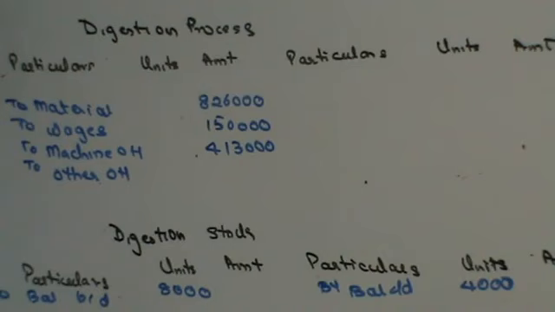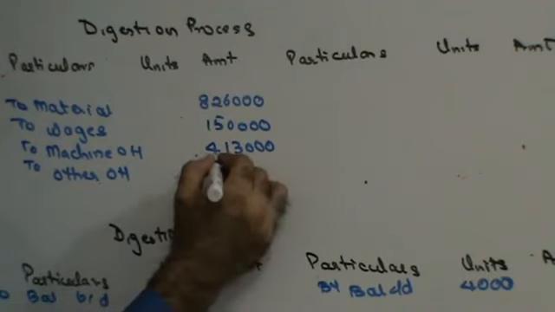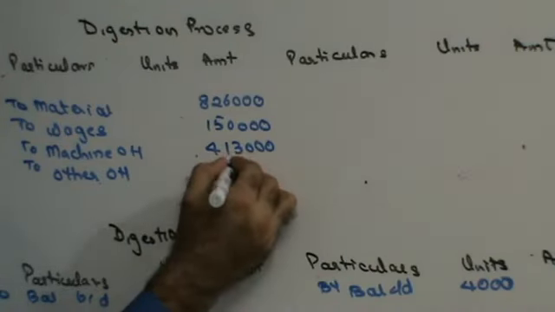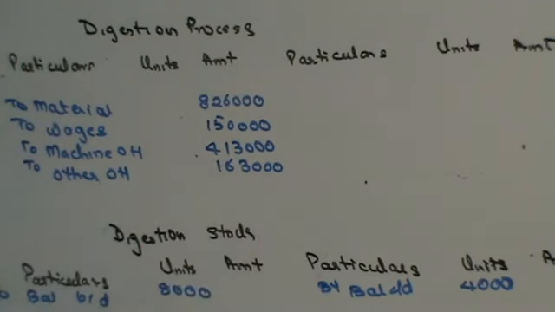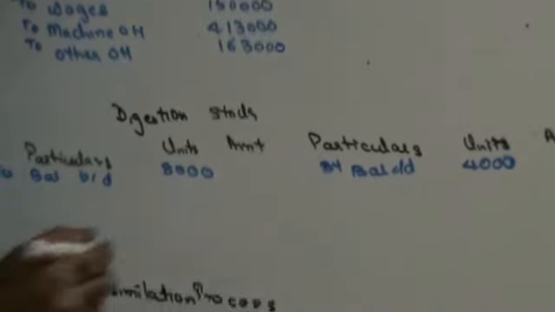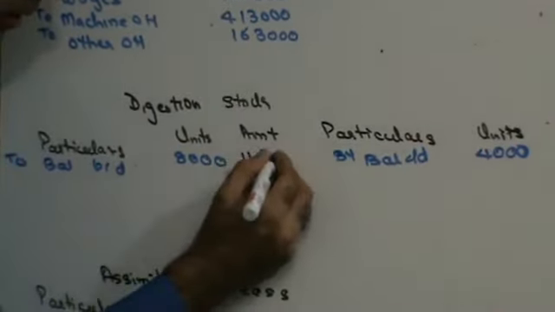Other overheads are given to you as 1,63,000. Then opening stock is given to you. Value of opening stock is per kg is 140. I have 8,000 kgs and it is 140 rupees per kg. So that will be 11,20,000. How did I get that? 8,000 into 140, 11,20,000.